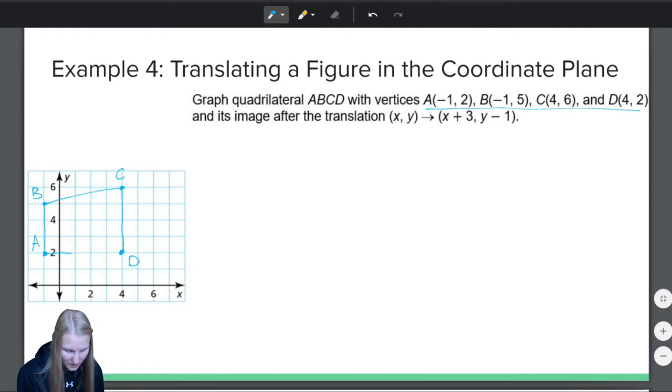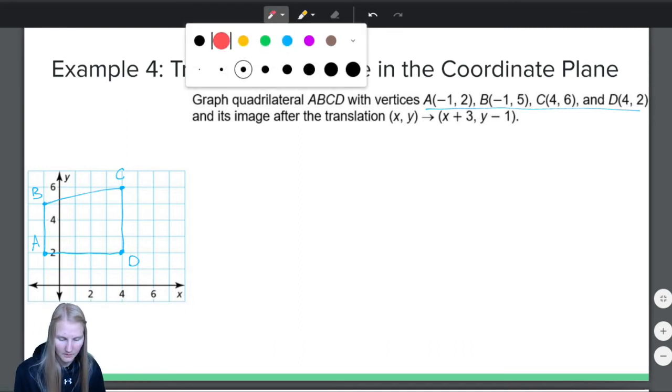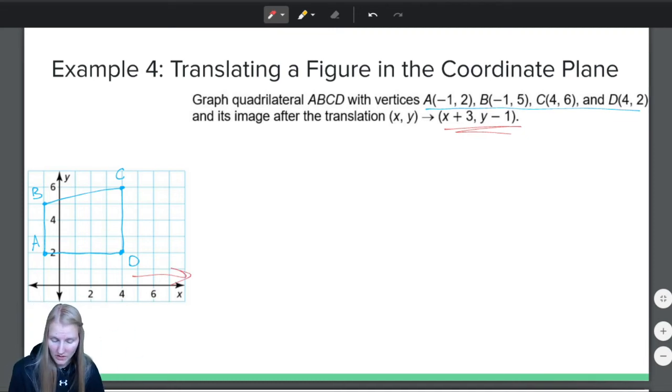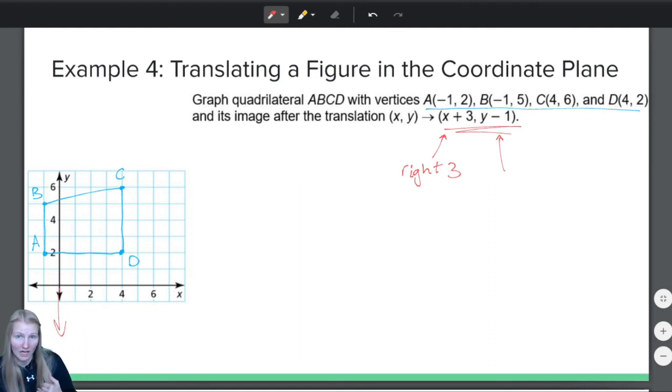Connect the dots. Beautiful. So we have a trapezoid here. Now, I'm going to get red because I'm going to graph the image after the translation, x plus 3, y minus 1. Plus 3 would mean that I'm moving in the positive direction, so this is moving right 3. Now if I have y minus 1, that means I'm moving in the negative direction along the y-axis. So this is down 1.